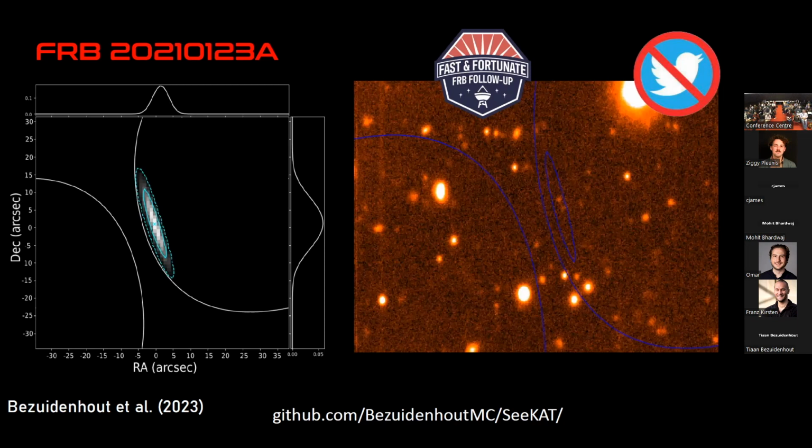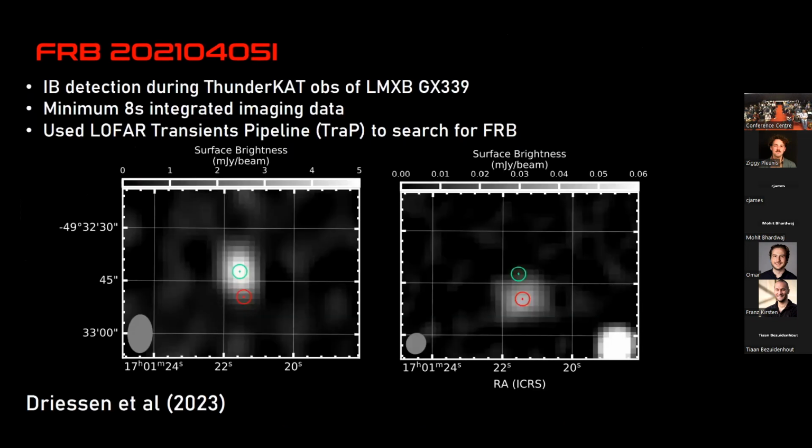That brings us to our first FRB that we were able to localize with imaging. This one was detected during ThunderKAT's observation of the low mass binary GX339. Fortunately, that's an imaging survey, so they had some imaging data. Unfortunately, it was only with a minimum integration of 8 seconds. But this FRB was bright enough that we were still able to see it in an 8-second image.